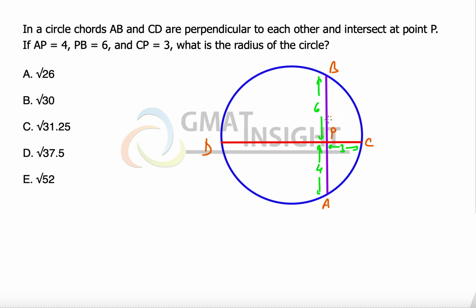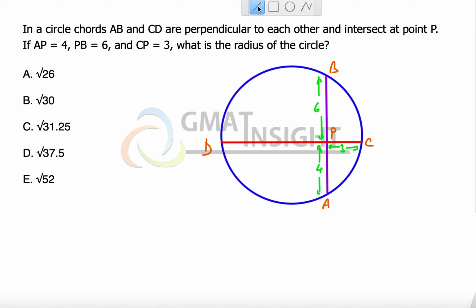AB is equal to 10. So here AP is 4, PB is equal to 6, DP is not given, CP is equal to 3. And now we have to find out the radius of the circle. So the first thing is that we have to figure out some geometry in this question so that the radius is a part of it.